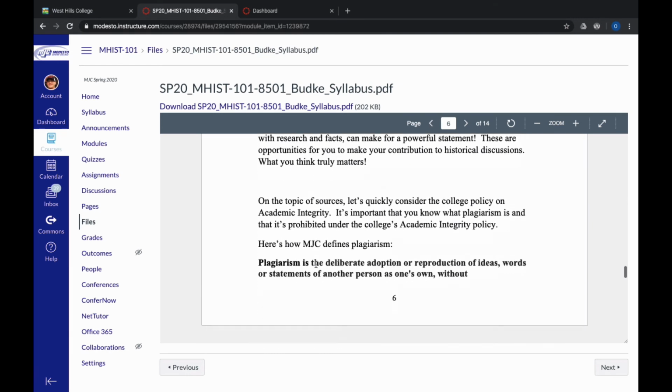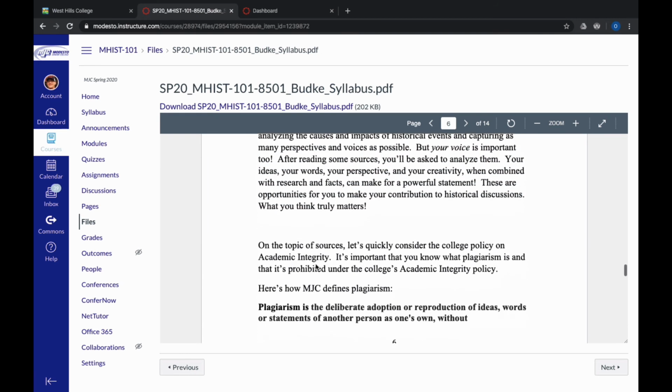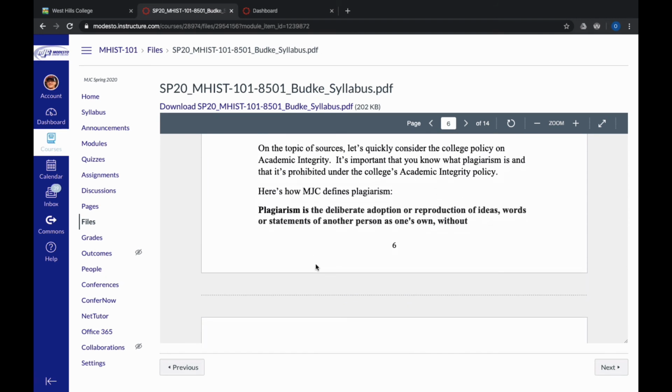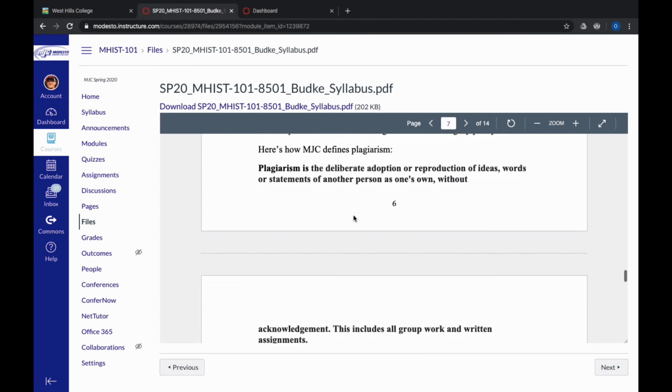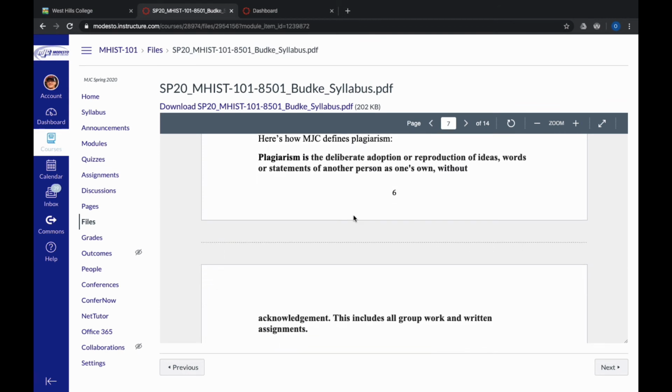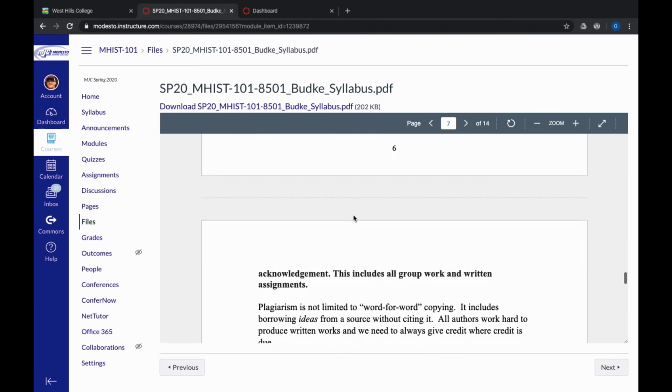All right, let's talk really briefly about plagiarism. This is really important. Okay, plagiarism is the deliberate adoption or reproduction of ideas, words, or statements of another person as one's own without acknowledgement. This includes all group work and written assignments.